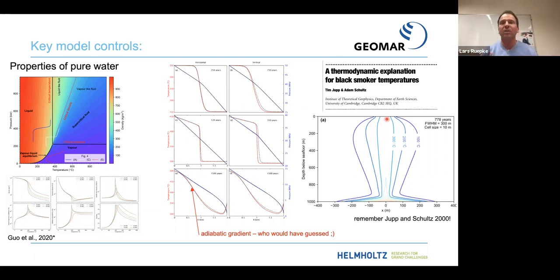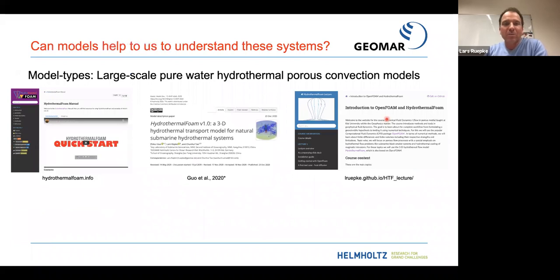And later I will show you examples of how we can use them to connect to data. We are trying to make most of what we are doing open source and available to everyone. And Shikuri has just published this hydrothermal foam paper in Geoscientific Model Development.